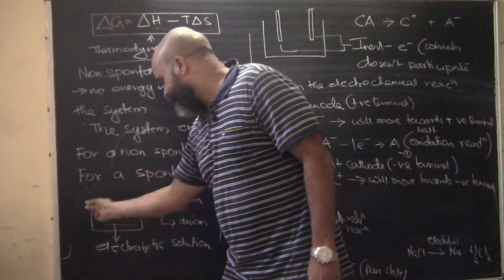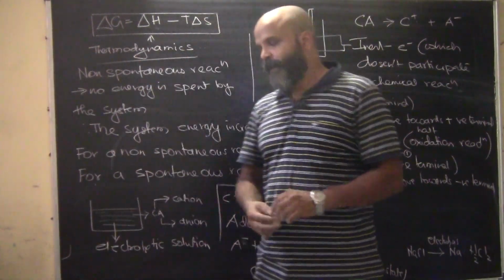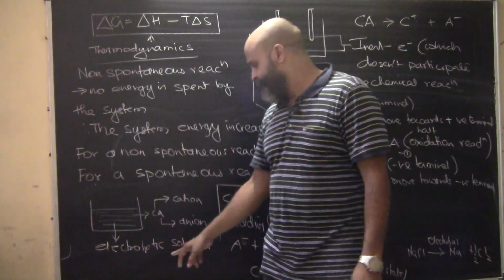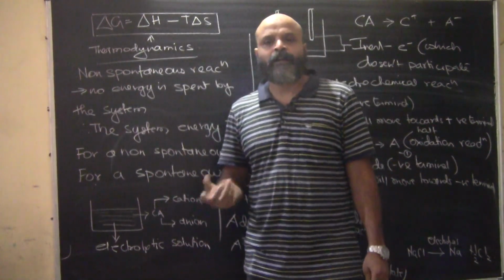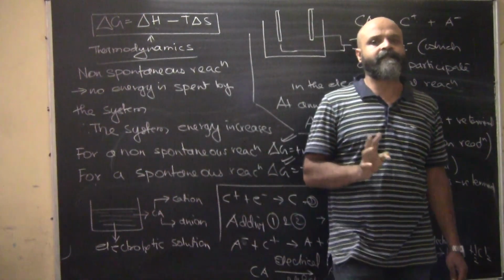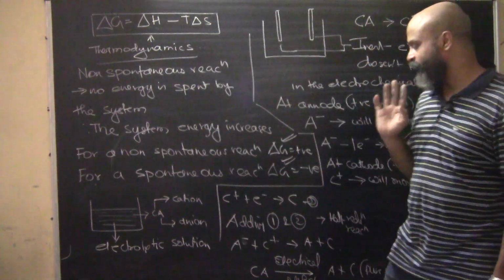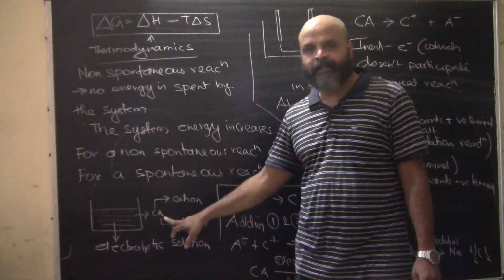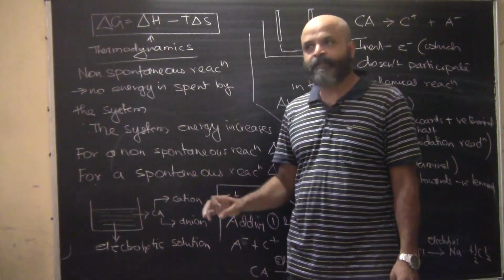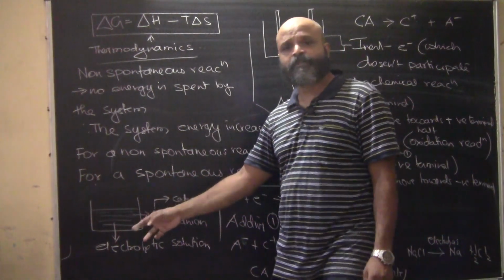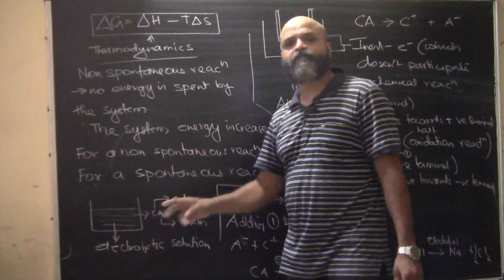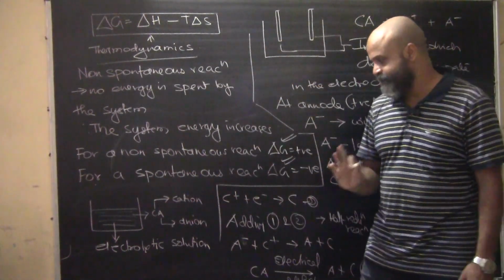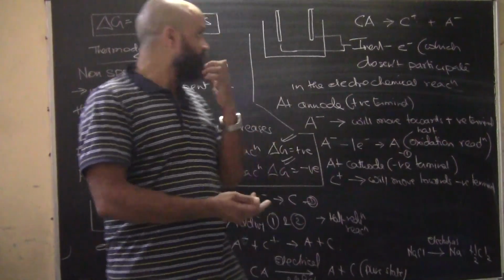Now look at this. Let's say this is an electrolytic cell, and what we have inside is an electrolytic solution. Now what is an electrolytic solution? An electrolytic solution is basically a solution which is made up of ions. What are the ions that are involved here? The cation and the anion. So in an electrolytic solution we will have cations and anions. Cations are the positive charge and the anions are the negative charge.